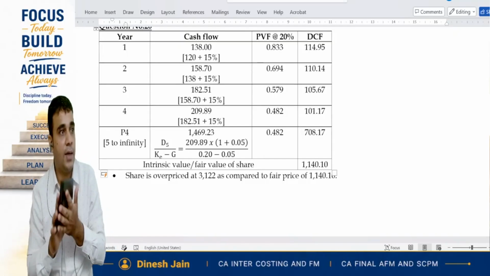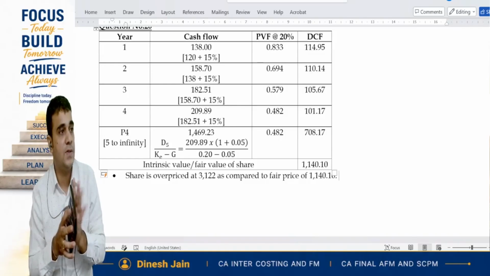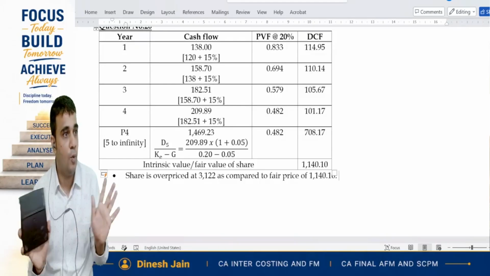The real value of the calculator is 1140. When I went to the shop, he said 3000 rupees. I don't want that product.